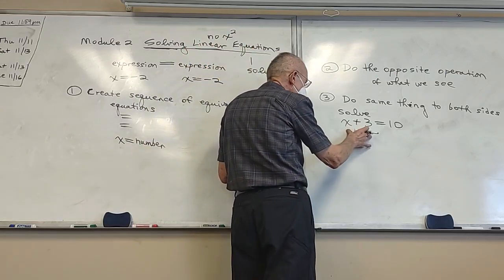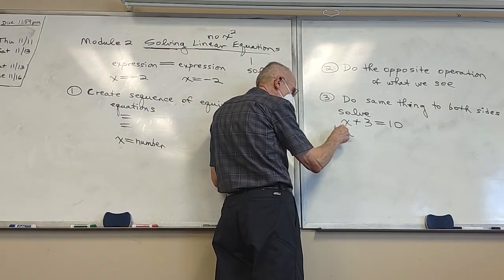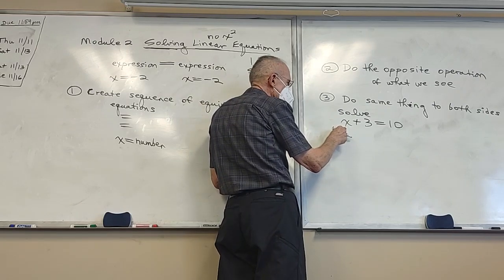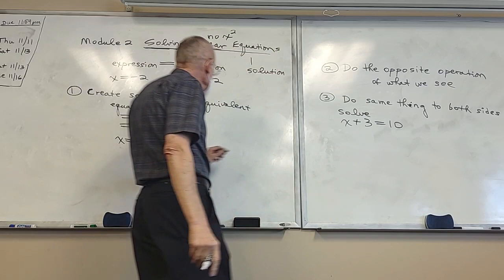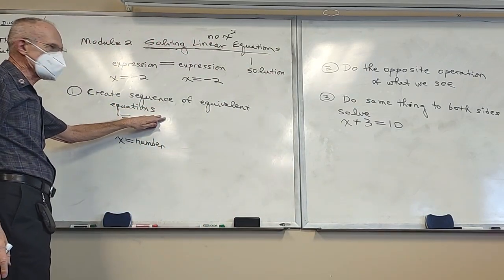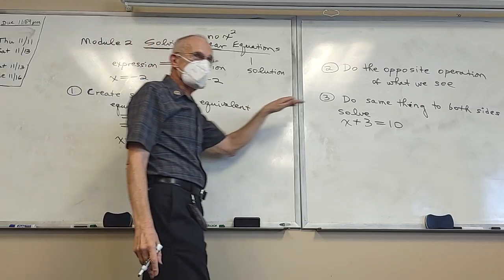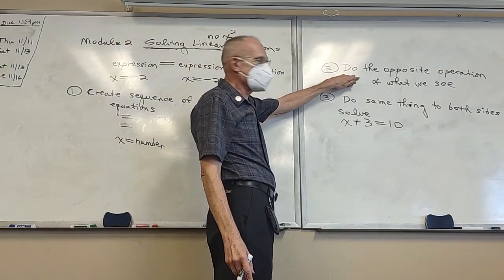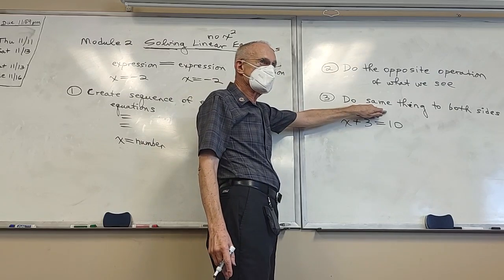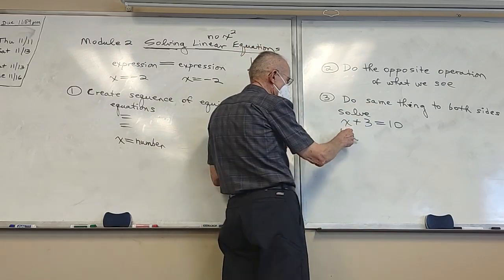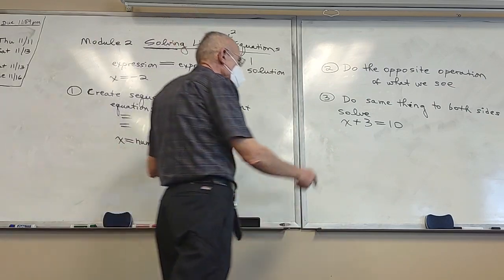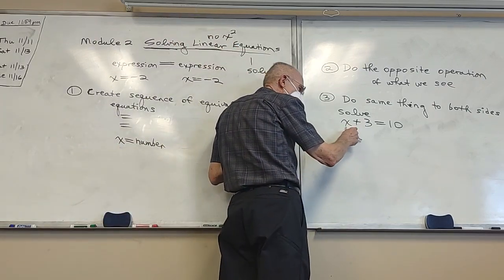But what we would do in this case, we say, okay, there's x right there. I need to figure out what it is. Well, I'm going to make a sequence of equivalent equations, which is only going to take one in this case. I'm going to do the opposite operation of what I see, and I'm going to do it on both sides. Now, what's keeping x from being by itself? Because that's what I'm trying to get at right here. The plus 3. The 3 is being added.